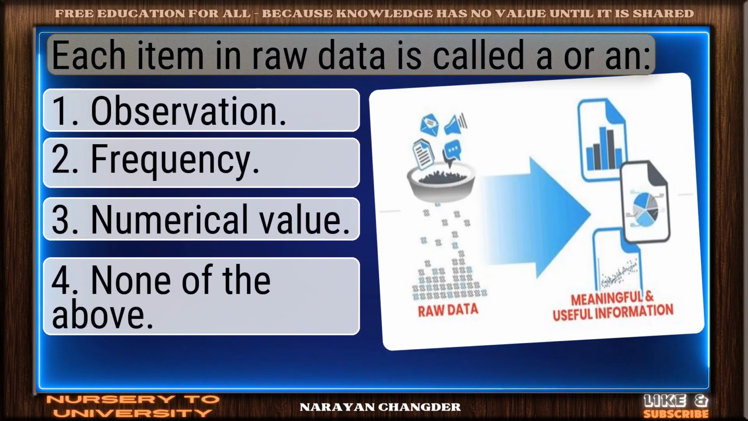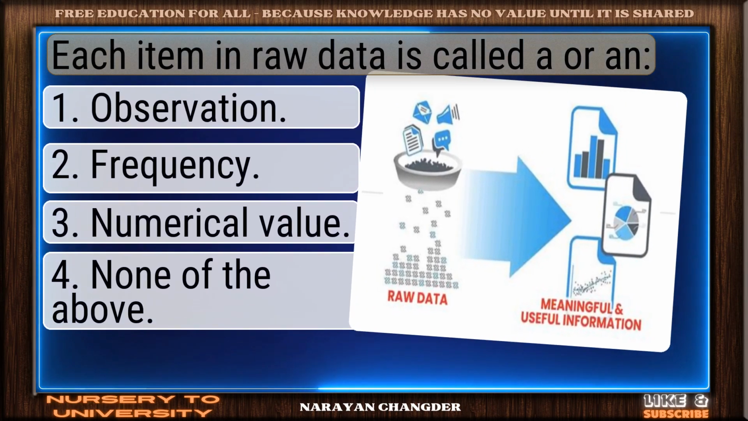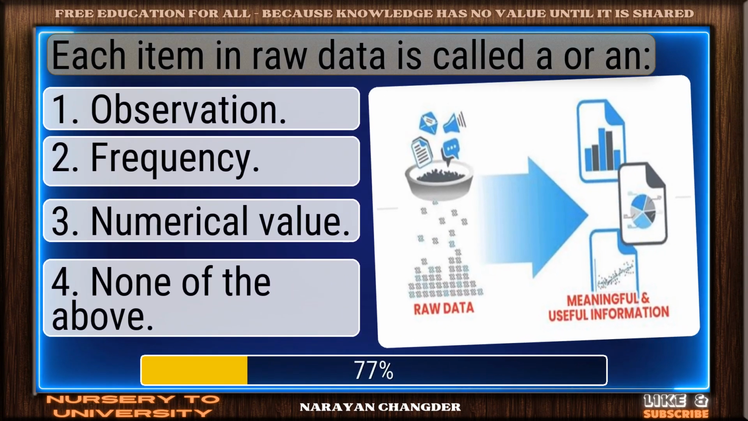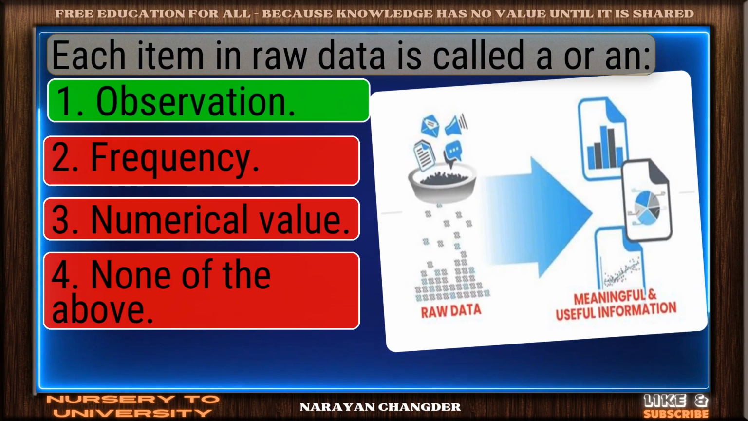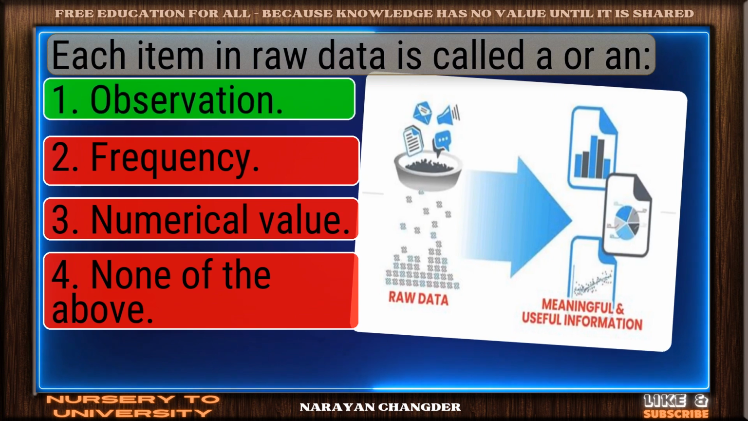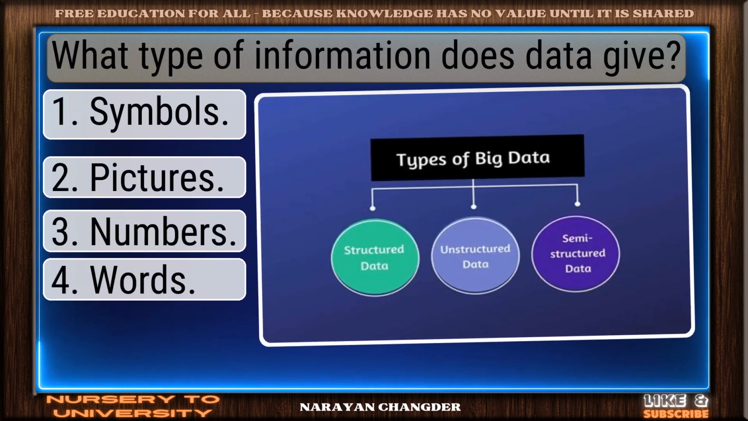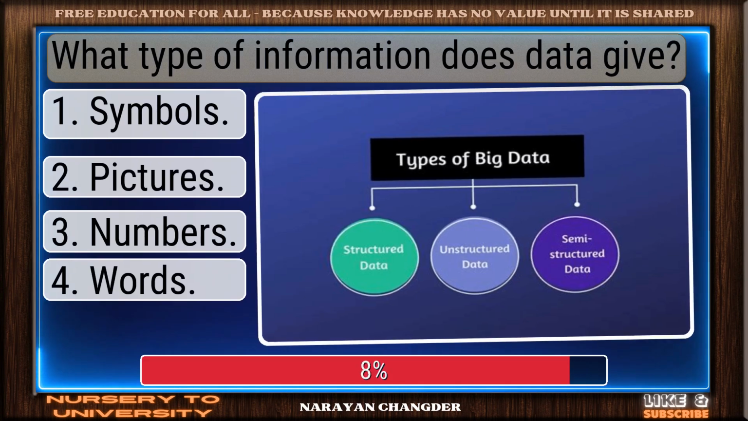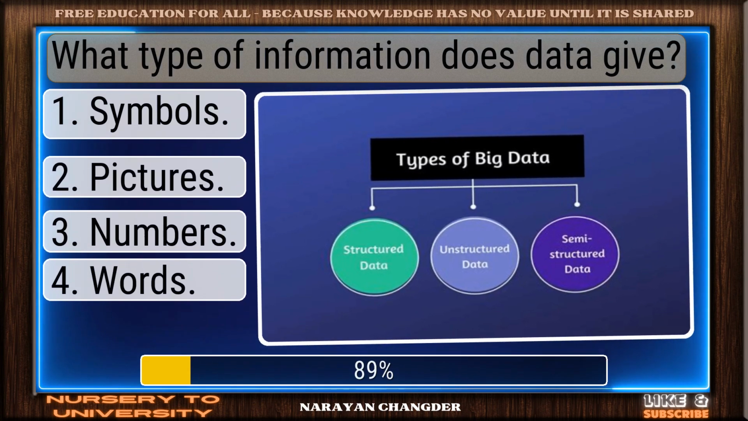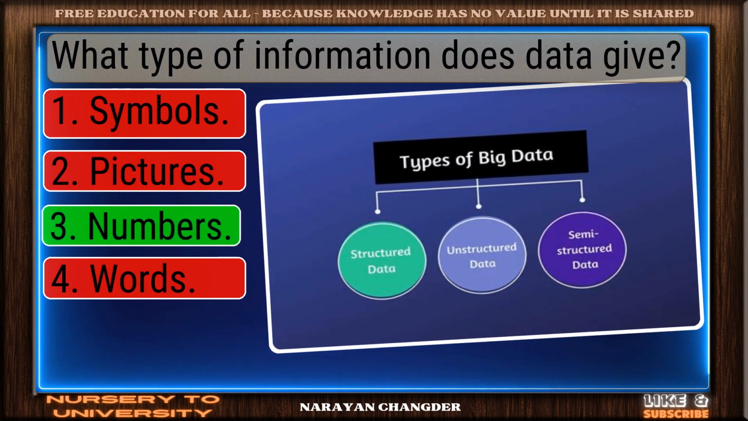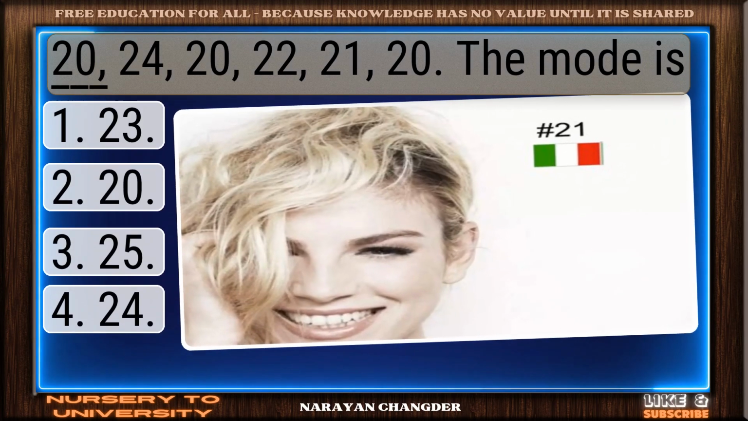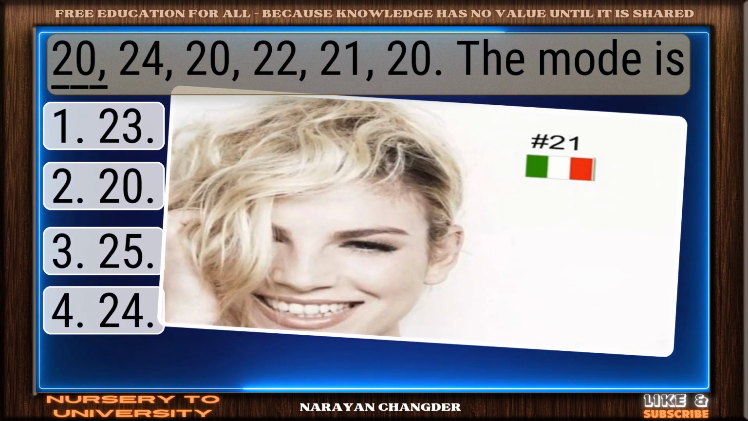Question number 227. Each item in raw data is called an observation. Correct response. Observation is the most accurate answer. Question number 228. What type of information does data give? You chose numbers, and it is correct. Question number 229. 24, 20, 22, 21, 20. The mode is dash.